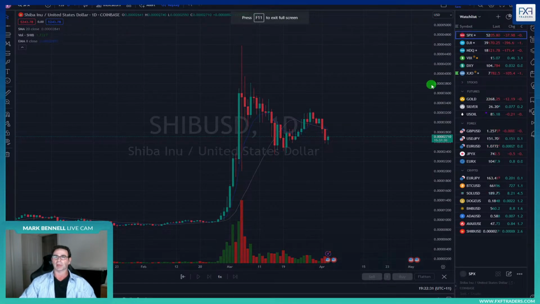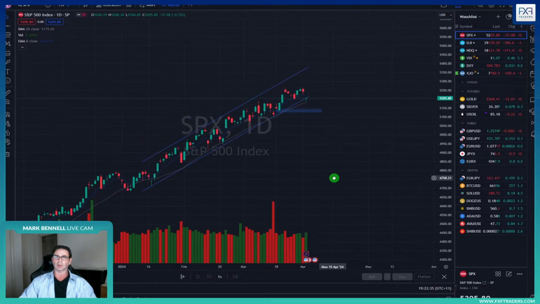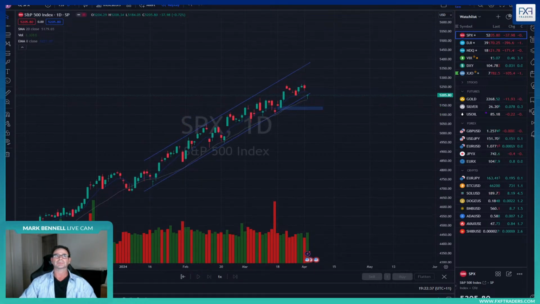All right, let's have a look at the markets and go through the macro. The S&P 500 is pulling back. We were looking for this, a bit of a pullback, and you can see we've got it. We actually got a bit of a gap down through here.